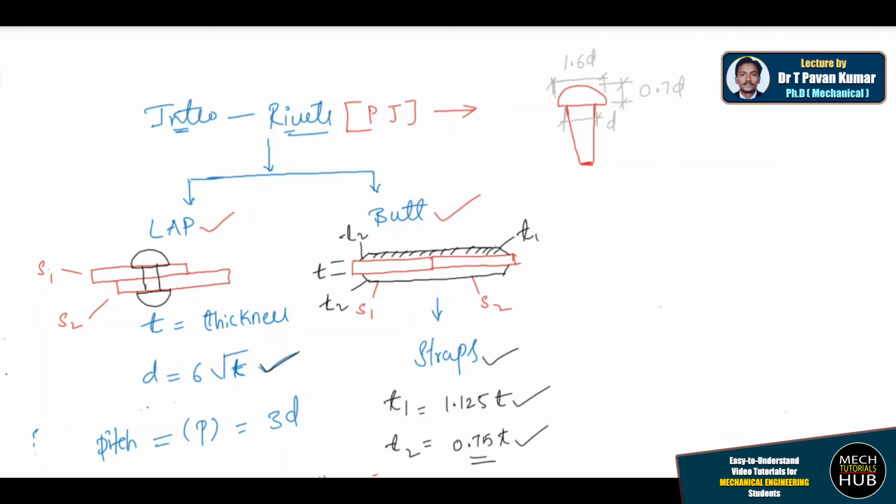For example, what is pitch? P is equal to 3D, 3 times the diameter. What is this P equal to 3D? It means from one rivet to the other rivet, the distance should be the pitch distance. This should be P, which is equal to 3D. This is very much important to understand.